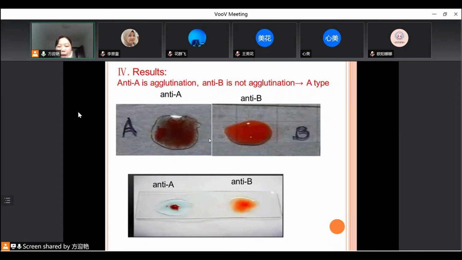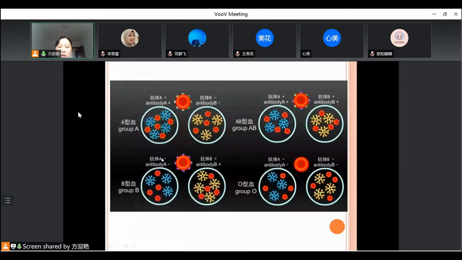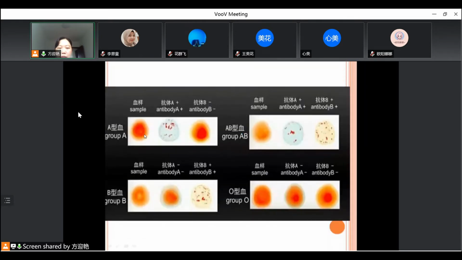And also here we can see that this is not a granulation, and a little there we can see this granulation. I hope you know this result. We can also see immediately the bonding: the anti-A antibody bonds with the A group, and the anti-B cannot bond.